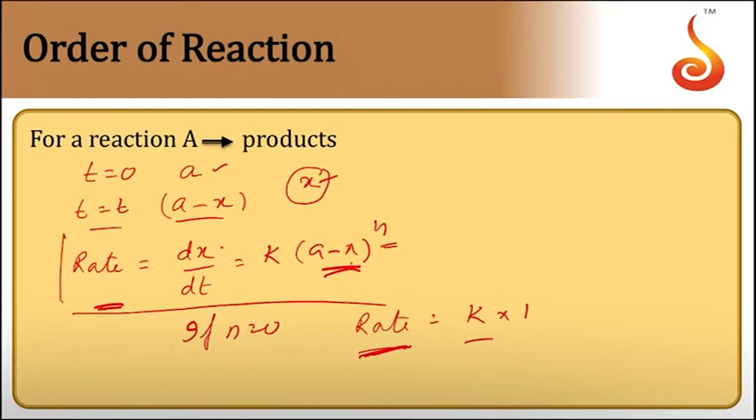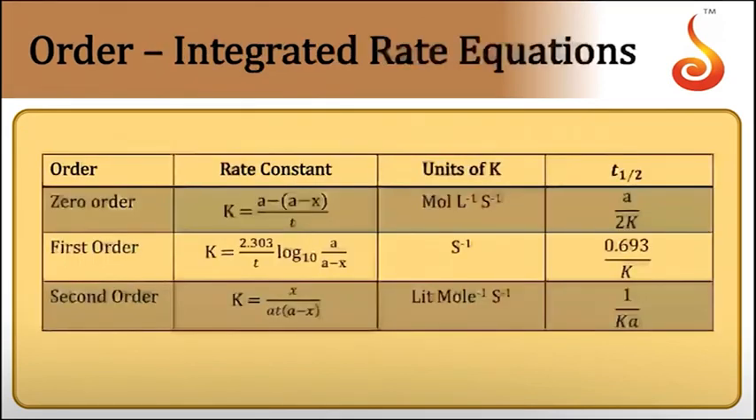So when we integrate the differential form, we are going to get the integrated forms of the various equations. Those can be derived. And finally, you are going to get a table of this form. So here we have integrated rate equations for different reaction orders.